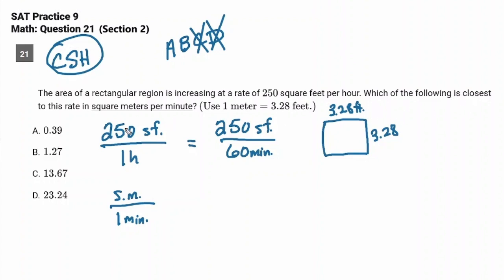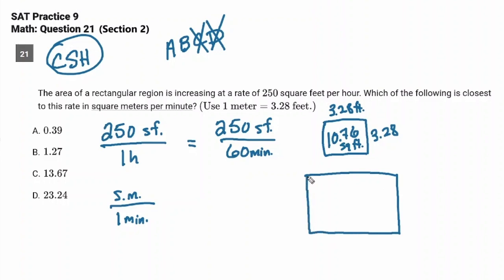It says, which of the following is closest to? That's a license to round. So I'm going to round to 10.76. You could even round it further if you wanted. 10.76 what? Square feet. So this is a square meter. It's also 10.76 square feet. Same thing.